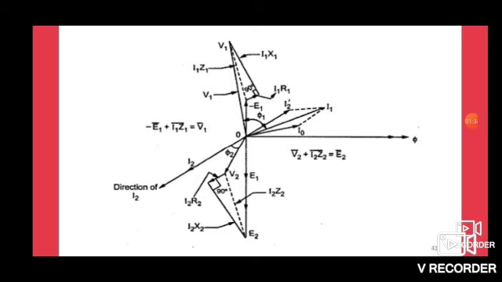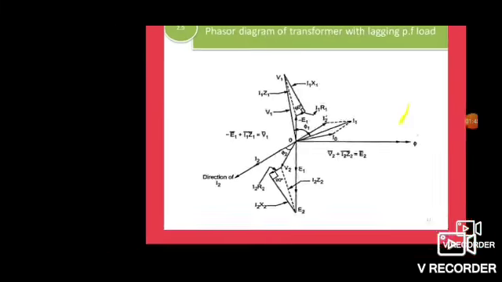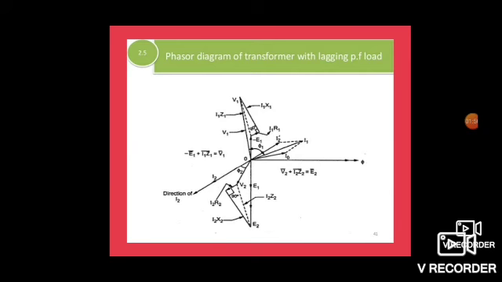The resultant value of I2R2 and I2X2 is called I2Z2. E2 plus I2Z2 is called V2. That V2 has a phase lag of phi 2 with I2. Okay, so it is the phasor diagram of transformer with lagging power factor load.